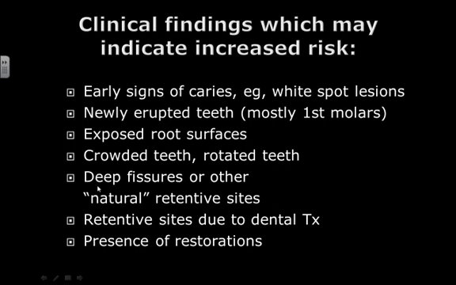We're going to look at natural retentive sites on the teeth, the presence of deep pits and fissures on the teeth. We're going to look at other retentive sites, which may be the presence of defective restorations that are retaining plaque, and plaque can sit and not be easily removed. We're going to look at retentive sites due to past dental treatment. Perhaps the patient has an under-contoured restoration or an over-contoured restoration. Perhaps there's a defective proximal contact where food is being impacted and retained that's contributing to plaque retention.